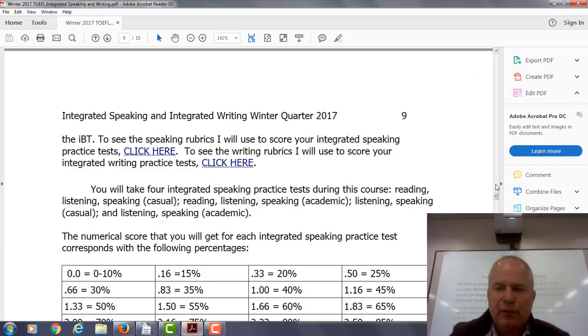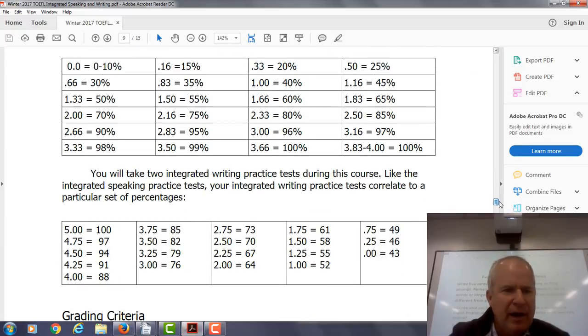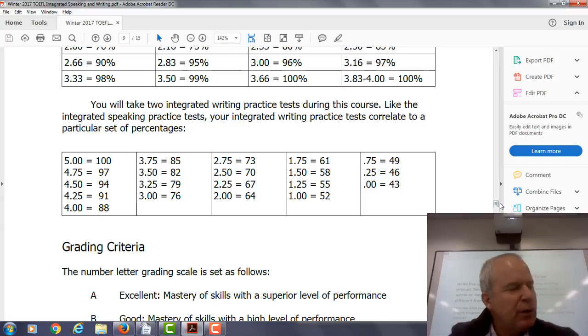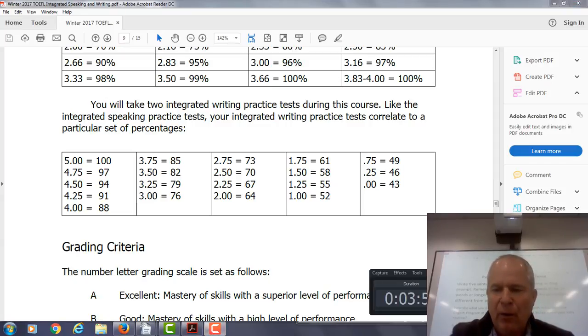Now if you look into the syllabus on page 9, we have 3.0 is going to put you at 76% on this assignment. All right, and thank you for completing this homework assignment.